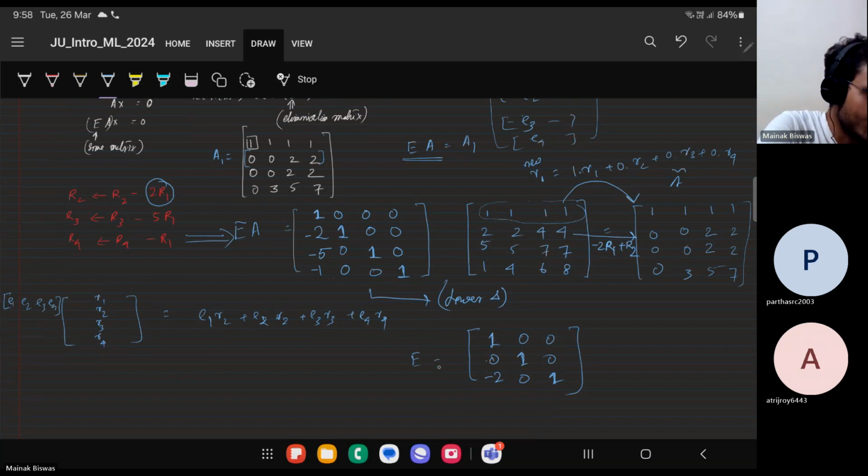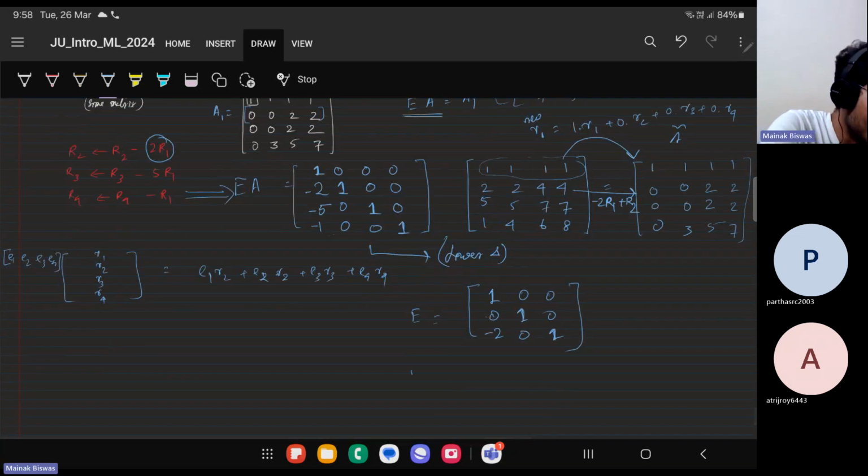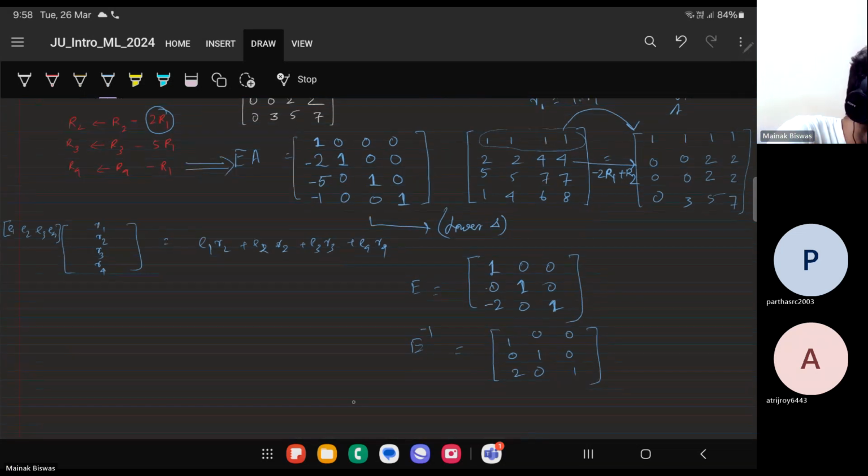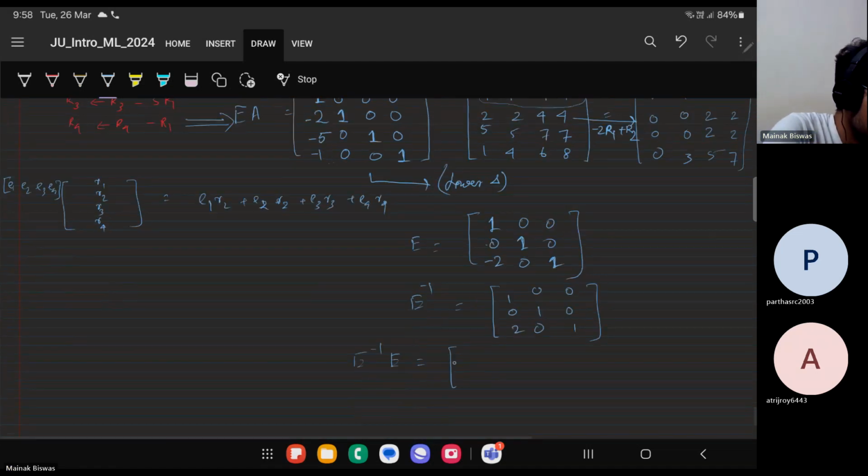Some E. So now see E inverse, what will it be? Just do the math. It will turn out to be 1, 0, 0, 2, 1, 1, 0, 0. Just the multiplication. Always it is not true, but in this case it will be true. Let's multiply A inverse E. What will you get?